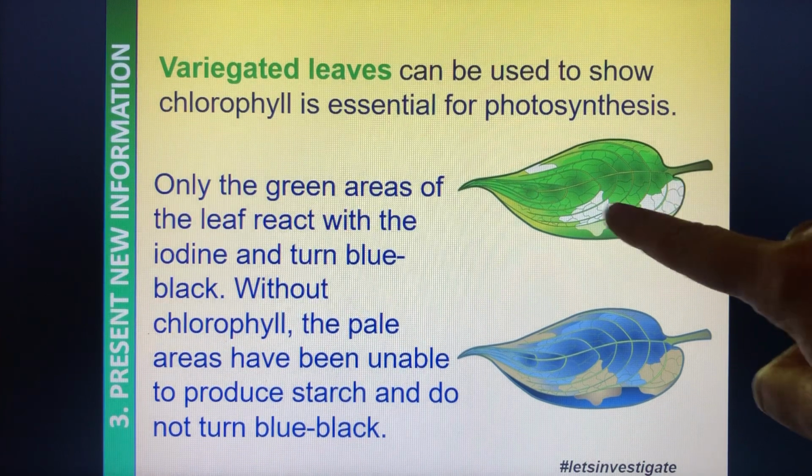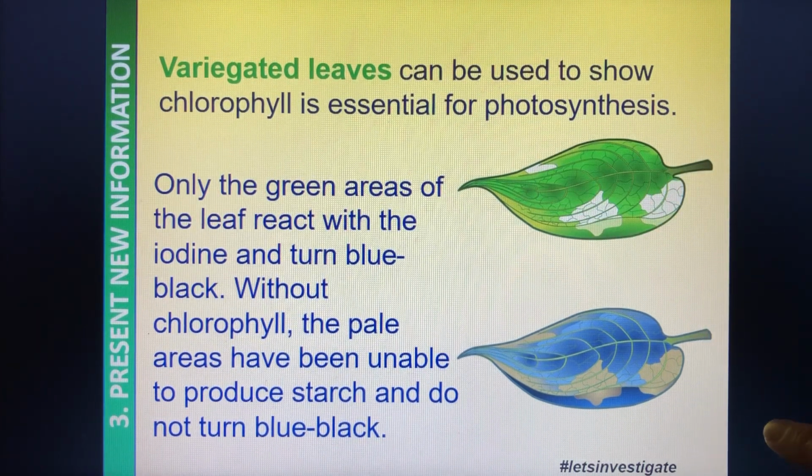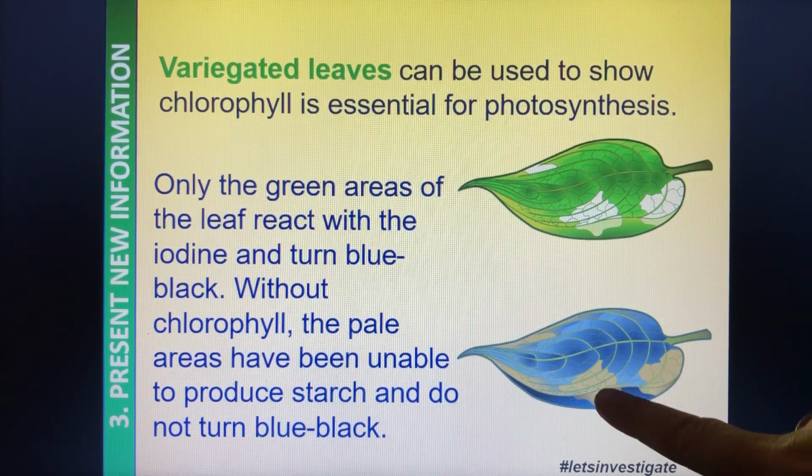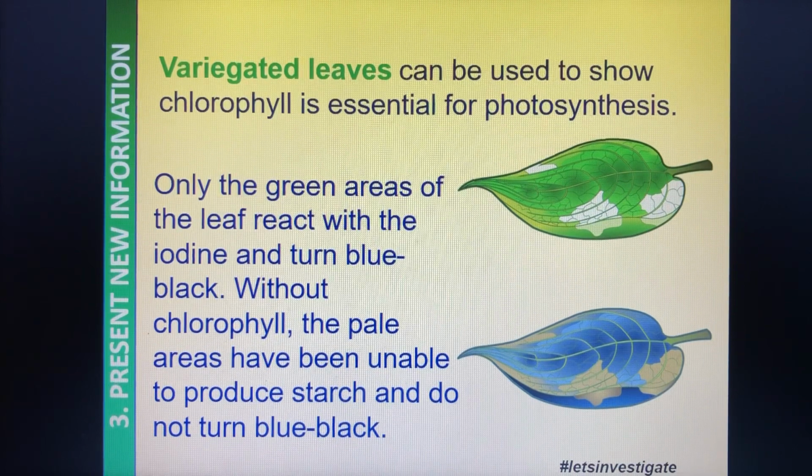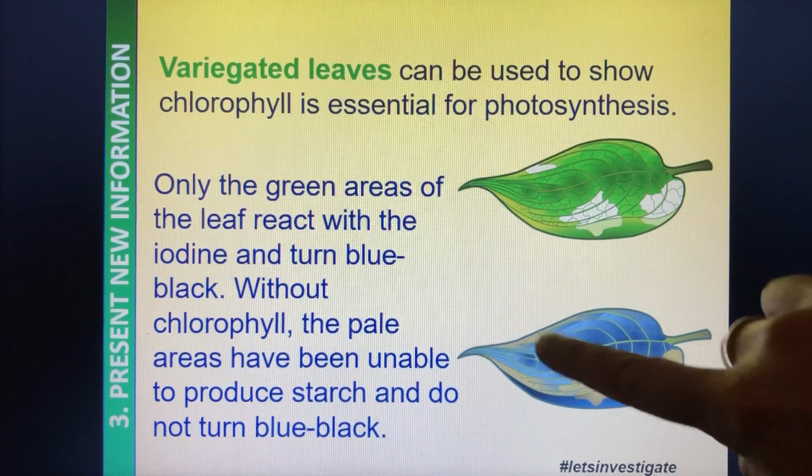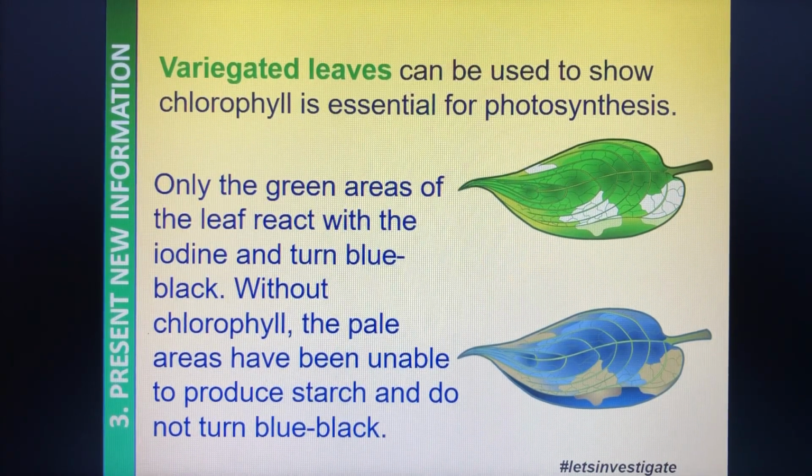So here, here and here, we can see when it's tested with iodine solution, which is the chemical test for starch, it remains orange. Iodine solution is an orange chemical, and when it is in the presence of starch, it will turn blue-black, as we can see in these regions. When there is no starch, it will remain orange. So you can see on those variegated parts of the leaf where there's no chlorophyll, there is no starch by the fact that the iodine solution has not changed colour.